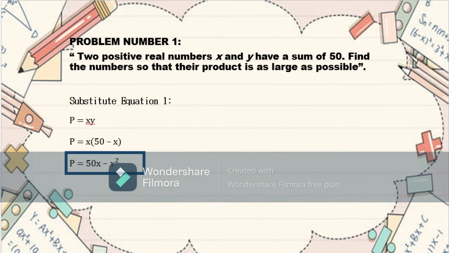Now, we are going to substitute equation 1 to the objective function, which is p equals x times y. We are just going to substitute equation 1 to variable y in doing so, and we will get p equals x times (50 minus x). After substituting, of course, we need to simplify, and it would result to p equals 50x minus x squared.